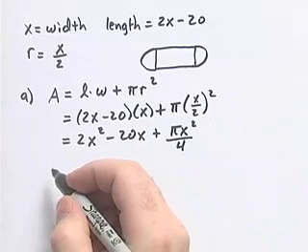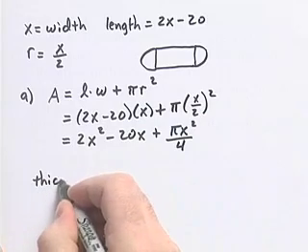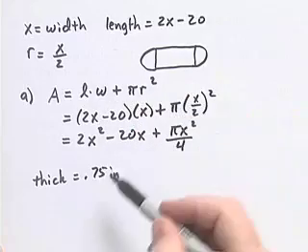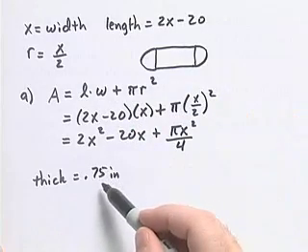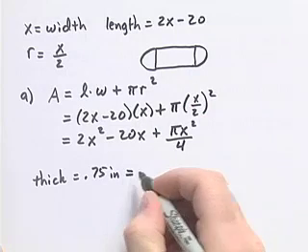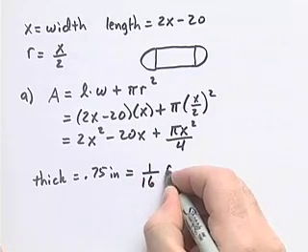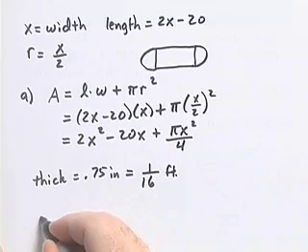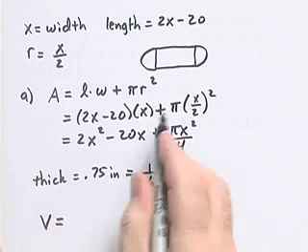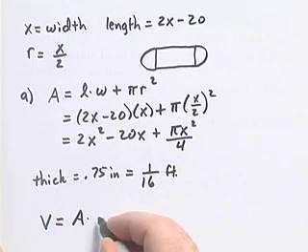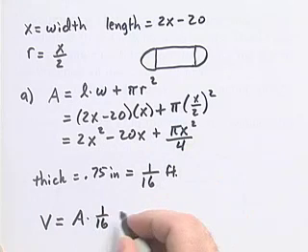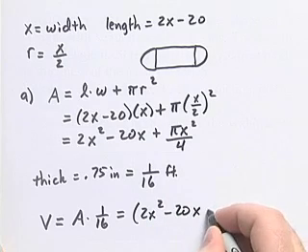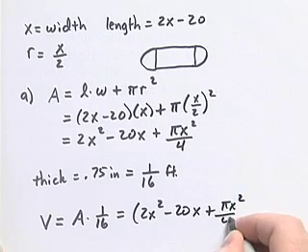And we know that the thickness of the ice is 0.75 inches. Everything else we've done up here has been in feet, and here we have inches, so we need to make sure that we write this in terms of feet. And 0.75 inches turns out to be 1/16 of a foot. So we have all the same units here. To get the volume, we just need to multiply the area by the thickness. So the area times 1/16, we'll have 2x squared minus 20x plus pi x squared over 4, all of that times 1/16.